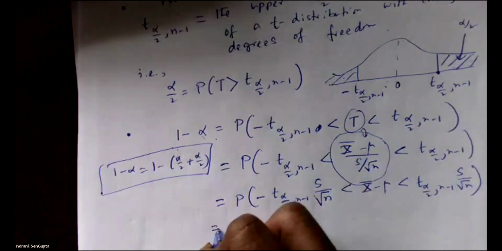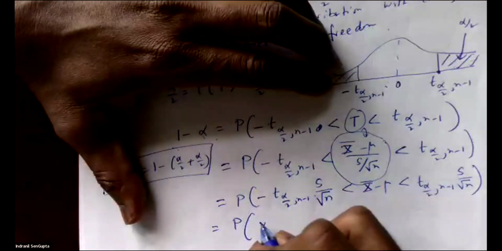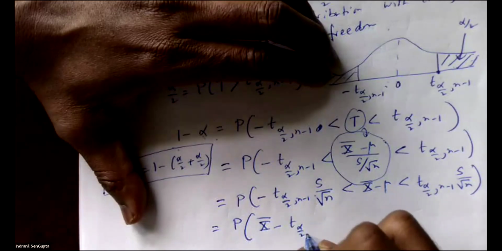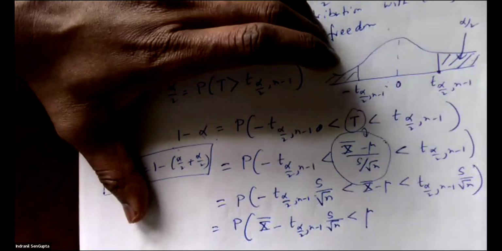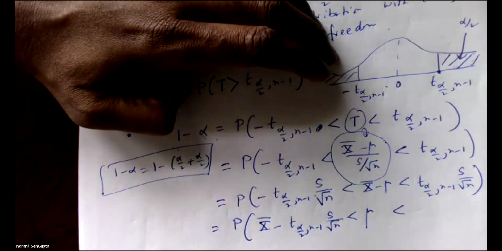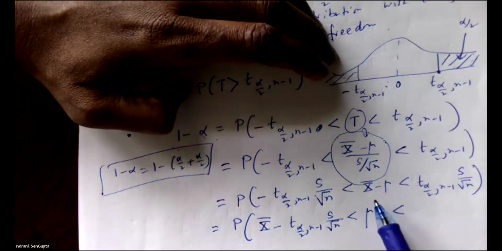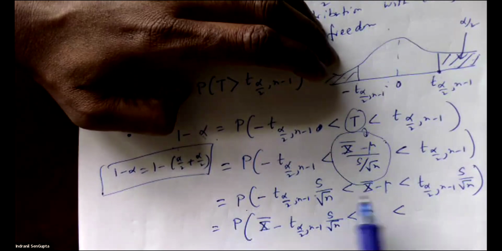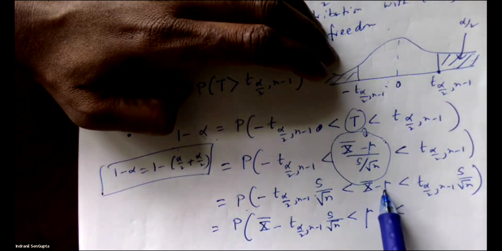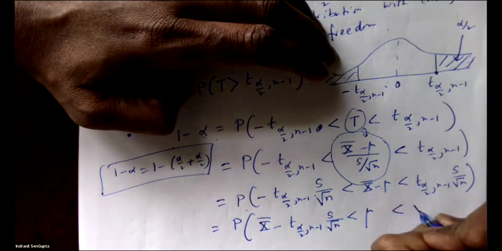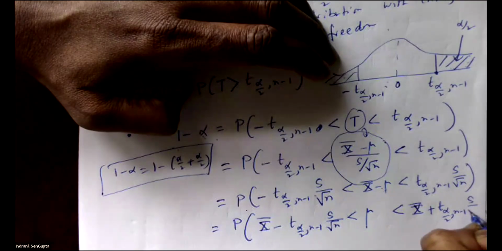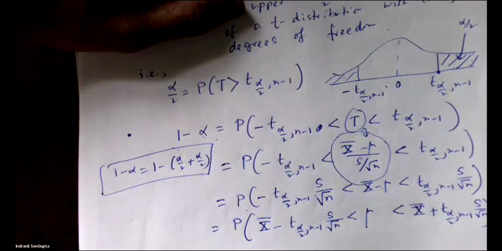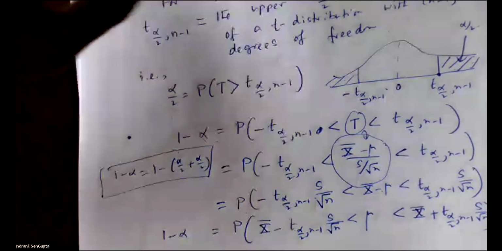In terms of mu, it's x bar minus t of alpha over 2, n minus 1 times s over square root of n, less than mu, less than... I skipped a step here. Basically, first you subtract x bar, and then you flip the sign. You'll have a negative mu bound, and then when you have the positive mu bound, you flip the sign of the inequality. So it's x bar plus t of alpha over 2, n minus 1 times s over square root of n. Then that's it. This is the result we found. So 1 minus alpha is this one. Let me box it.